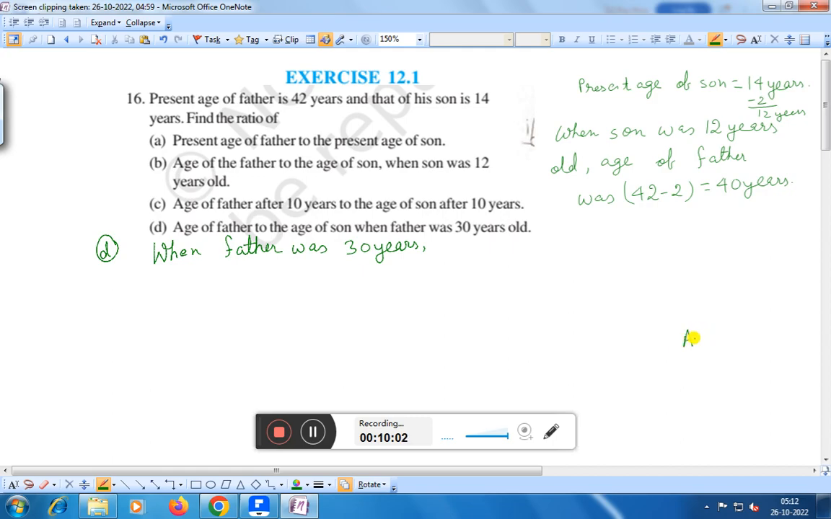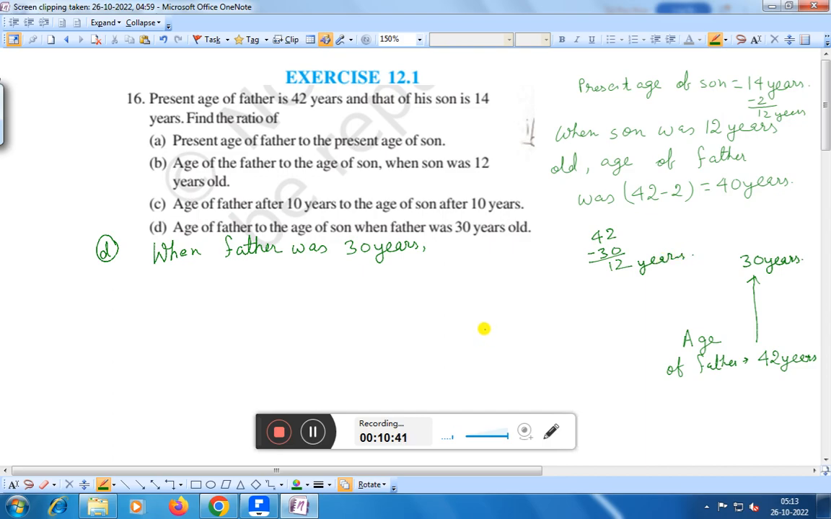That means present age of father is 42 years, and when the age of father was 30 years, what is the difference? The difference is 42 minus 30, the difference is 12 years.